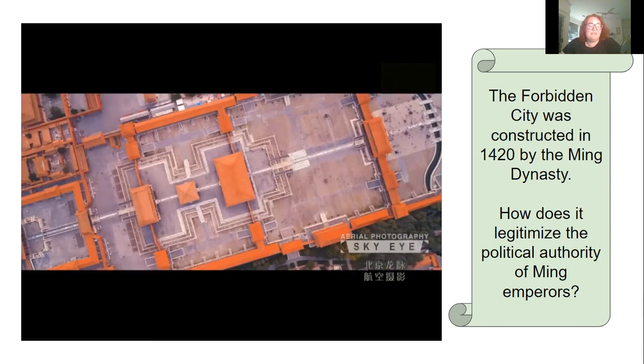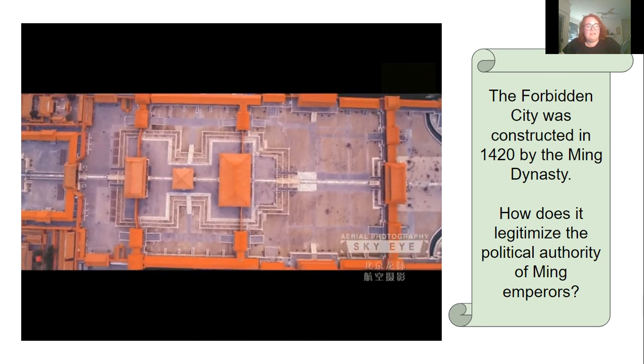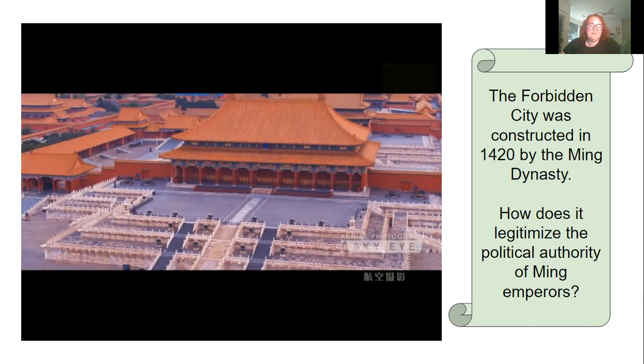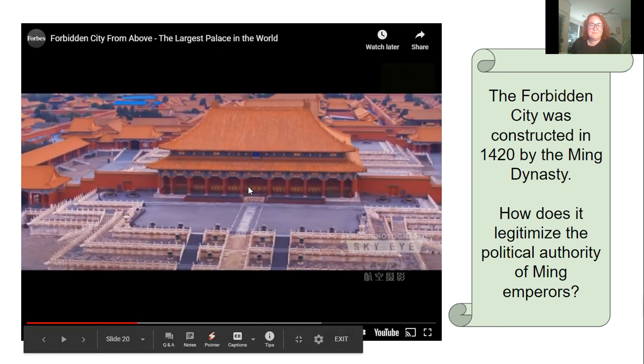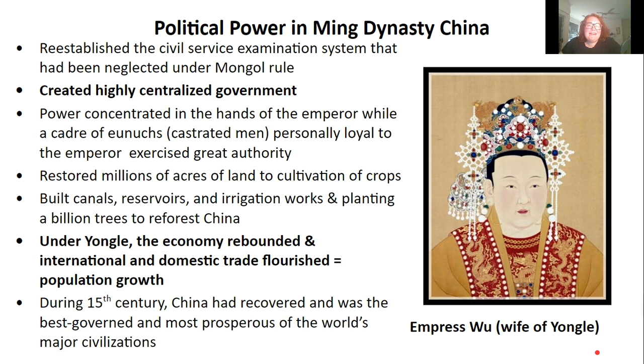It is gorgeous and so big. And one of the reasons why the Forbidden City there is so much red is because in Chinese culture, red is the color of good luck.